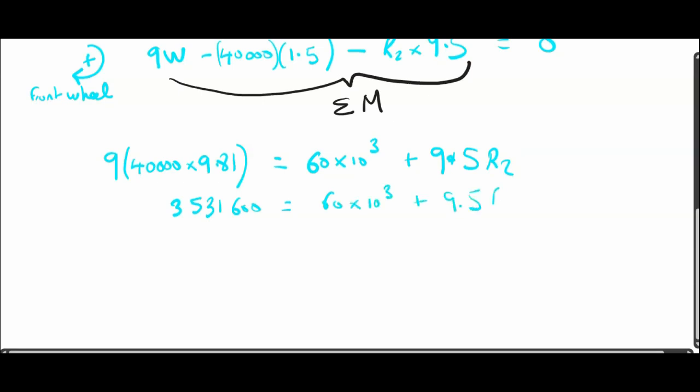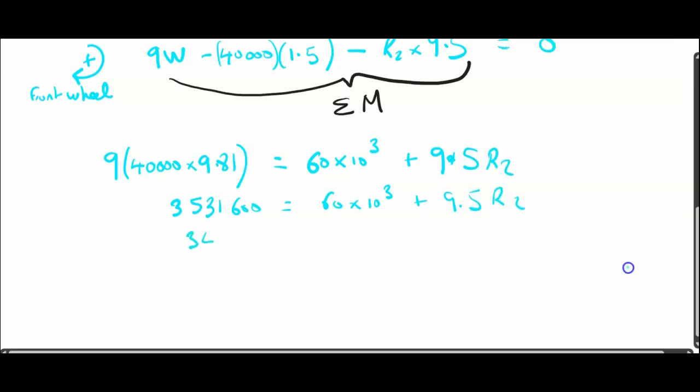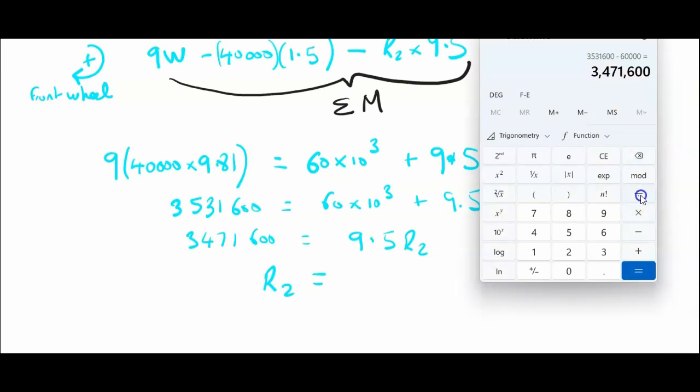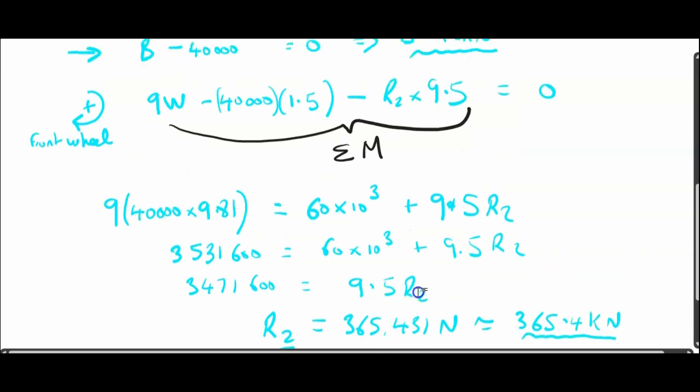plus this 9.5 R2. So therefore we subtract that now, so we subtract 60,000, we get 347,600 equal to 9.5 R2. And so if we divide both sides by 9.5, then we're going to get our answer for R2. So divide that by 9.5, and we get 365,431 newtons. It's approximately 365 kilonewtons, so we'll put that as approximately 365.4 kilonewtons. And that is the reaction force at the rear wheel.